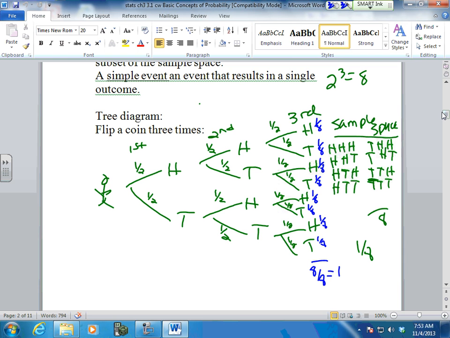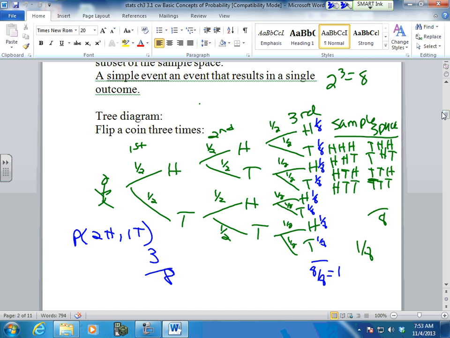What is the probability of getting 2 heads and 1 tail? First of all, how many possible outcomes are there? 8. There's your bottom number. How many have 2 heads and 1 tail in any order? 3. There's your probability. Or, come through here. 2 heads and a tail. 2 heads and a tail.